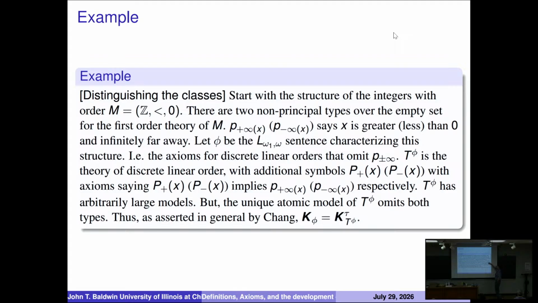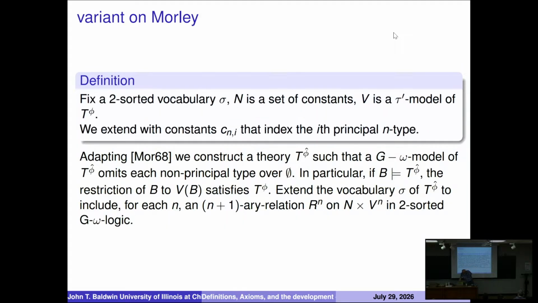So when I make this translation to Chang, I'll have the theory of discrete linear order with these two additional predicates, and if I take the atomic model, I will omit those things. So I'll just get... all right, and now what I want to do is, you will give me a sentence in L omega 1 omega. At some point in here, it's got to be a Scott sentence, meaning it's categorical. There's only one countable model.